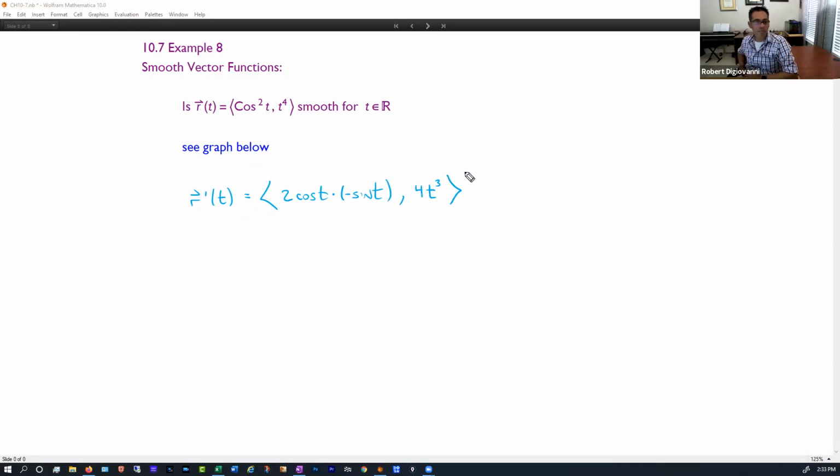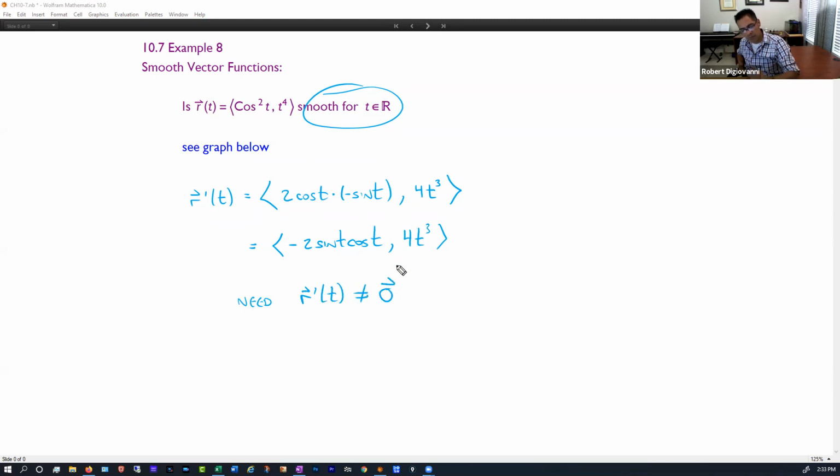Y'all with me? I'm just going to clean this up. This is going to be negative 2, and I'm going to just rearrange it: sine t cosine t, and 4t cubed. So the question is, is this smooth? Well, what we need for this to be smooth is we need this first derivative to never be the 0 vector. So can somebody think of a value of t that might make that the 0 vector?